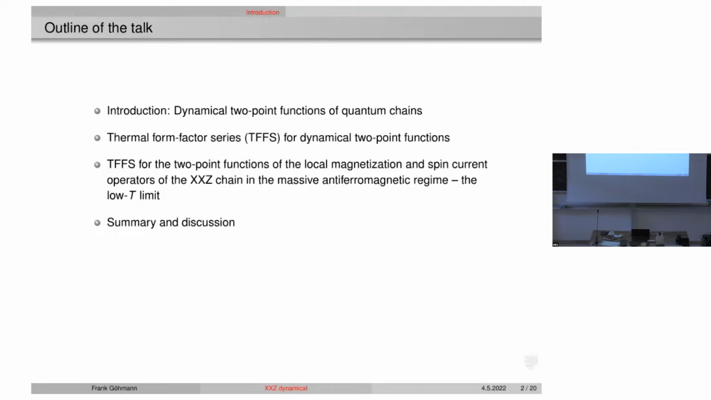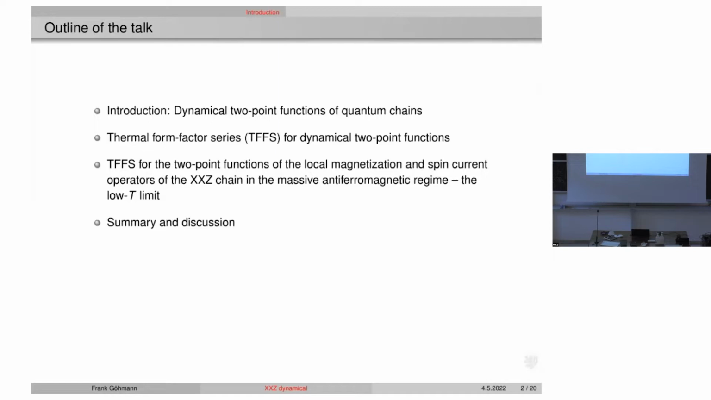I'll talk about dynamical correlation functions of quantum integrable models. There's actually not so much known about dynamical correlation functions for integrable lattice models, and all the useful results I know are based on form factor series expansion. So expansion in terms of matrix elements of local operators between, say, ground states and excited states. But there's still a lot of choice.